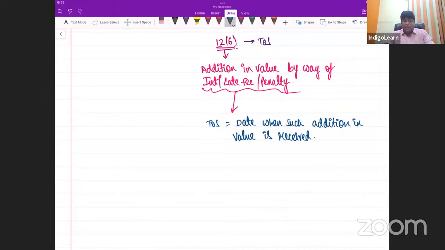And we all know the important concept which we discussed in the previous session, that this interest, late fee, penalty is always considered as inclusive of GST, where we do reverse working and calculate the GST liability. So for addition in value by way of interest, late fee, penalty, time of supply will be the date when such addition in value is received. So when it is received, that date becomes time of supply. So next month 20th, we are required to pay GST to the government. That's it. This is the end of the discussion about section 12, time of supply in case of goods.